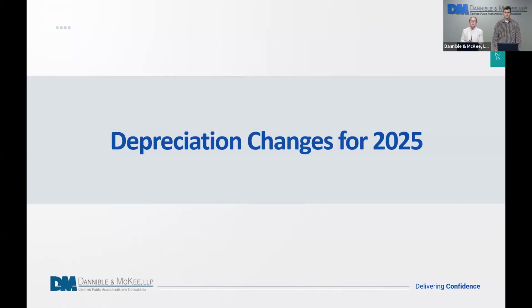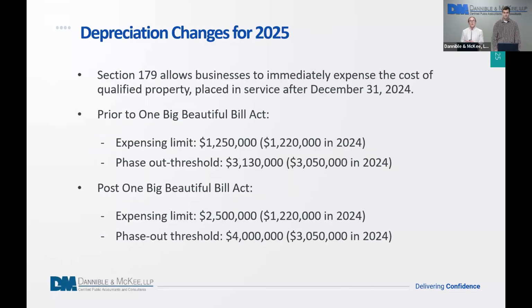So now I'm going to get into some depreciation changes for 2025. Section 179 allows businesses to immediately expense the cost of qualified property that's placed in service during the tax year. We saw some large changes to this limit under the One Big Beautiful Bill Act. So before the bill was passed, the expensing limit for 2025 was set at $1,250,000. That's up from $1,220,000 in 2024, with a phase-out threshold of $3,130,000. Again, that's up from the prior year.